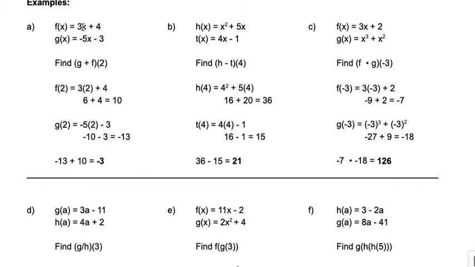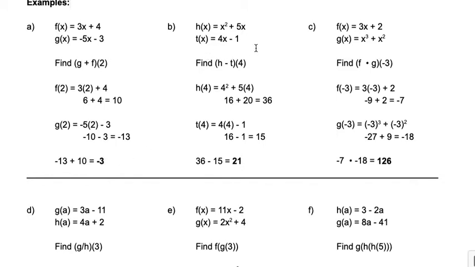So we take our 2 and plug it in. So we get 3 times 2 plus 4. 3 times 2 is 6. 6 plus 4 is 10. We take and plug our 2 in here. Negative 5 times 2 is negative 10, minus 3 is negative 13. And then remember, we are adding these, up here we're adding. So we take our negative 13 plus 10. Doesn't really matter the order, but I did it the way they said it, g plus f. So negative 13 plus 10 is negative 3.